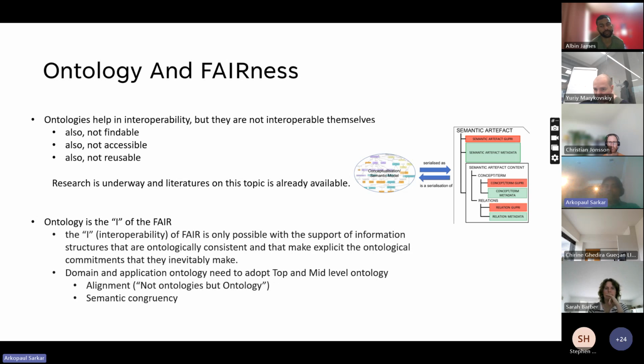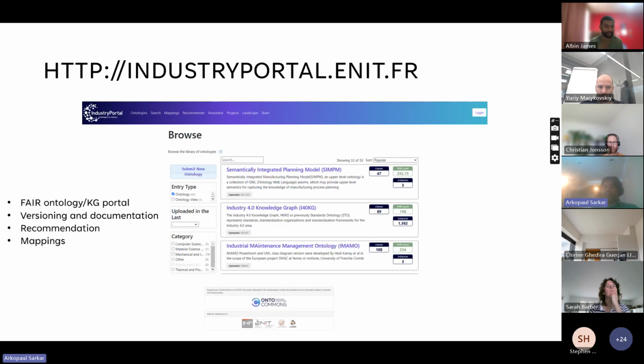Sarah already mentioned ontology and FAIRness. I just want to mention that ontology is the eye of the FAIRness. It's not my statement. It is from Guizzardi. But ontology is really important for interoperability. And as Technoportals showed, we also deployed another OntoPortal instance for industrial ontology called Industry Portal.